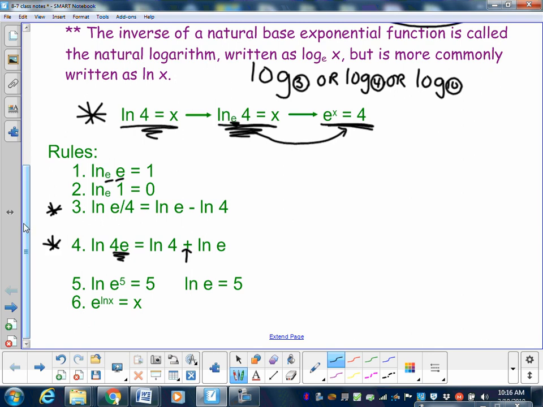Here's something. The natural log of e to the 5th equals 5. Why does it equal that? What can I do with this little 5, this little exponent? I can put it out in front. What's the natural log of e? What does the natural log of e stand for? 1. What can I replace the natural log of e with? 1, and what's 1 times 5? 5. Never forget that. What does the natural log of e always equal? 1.